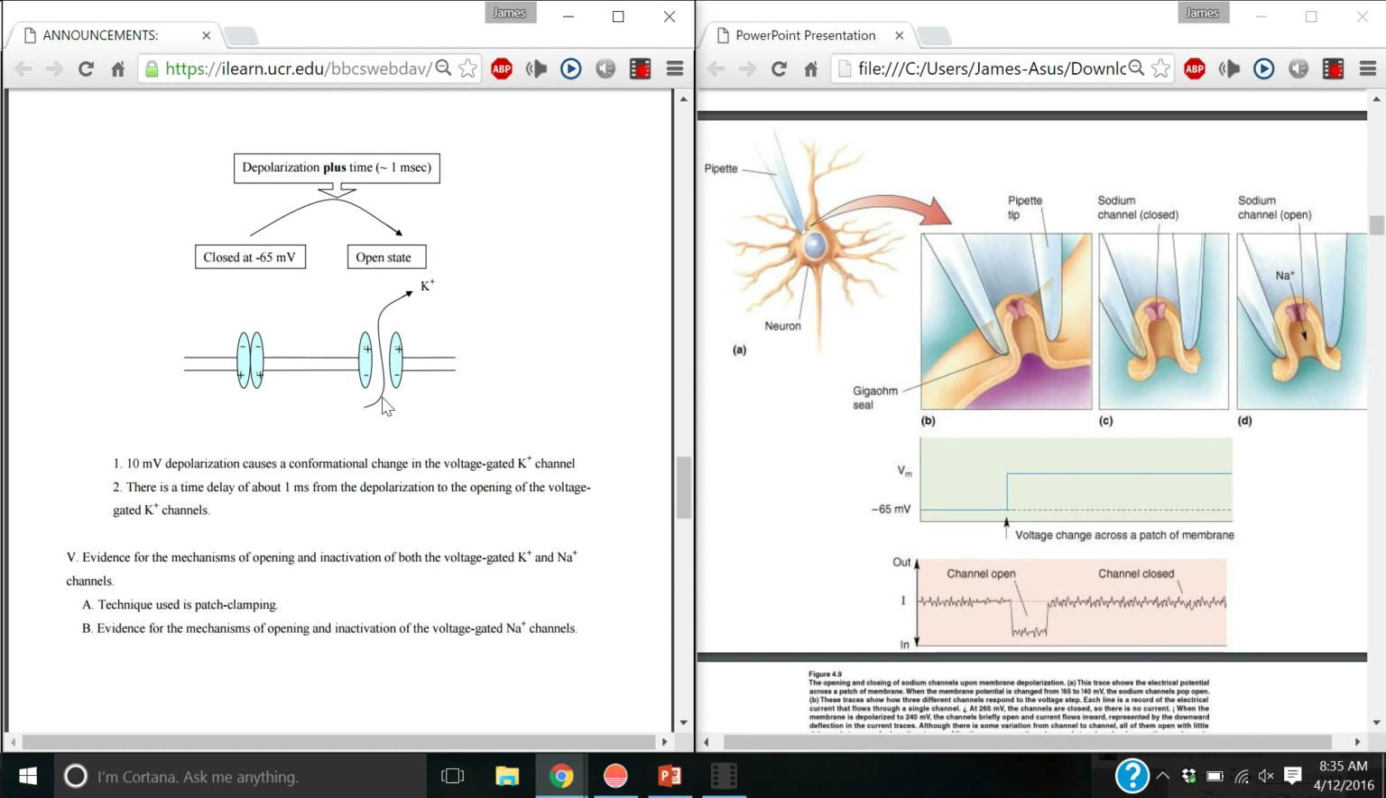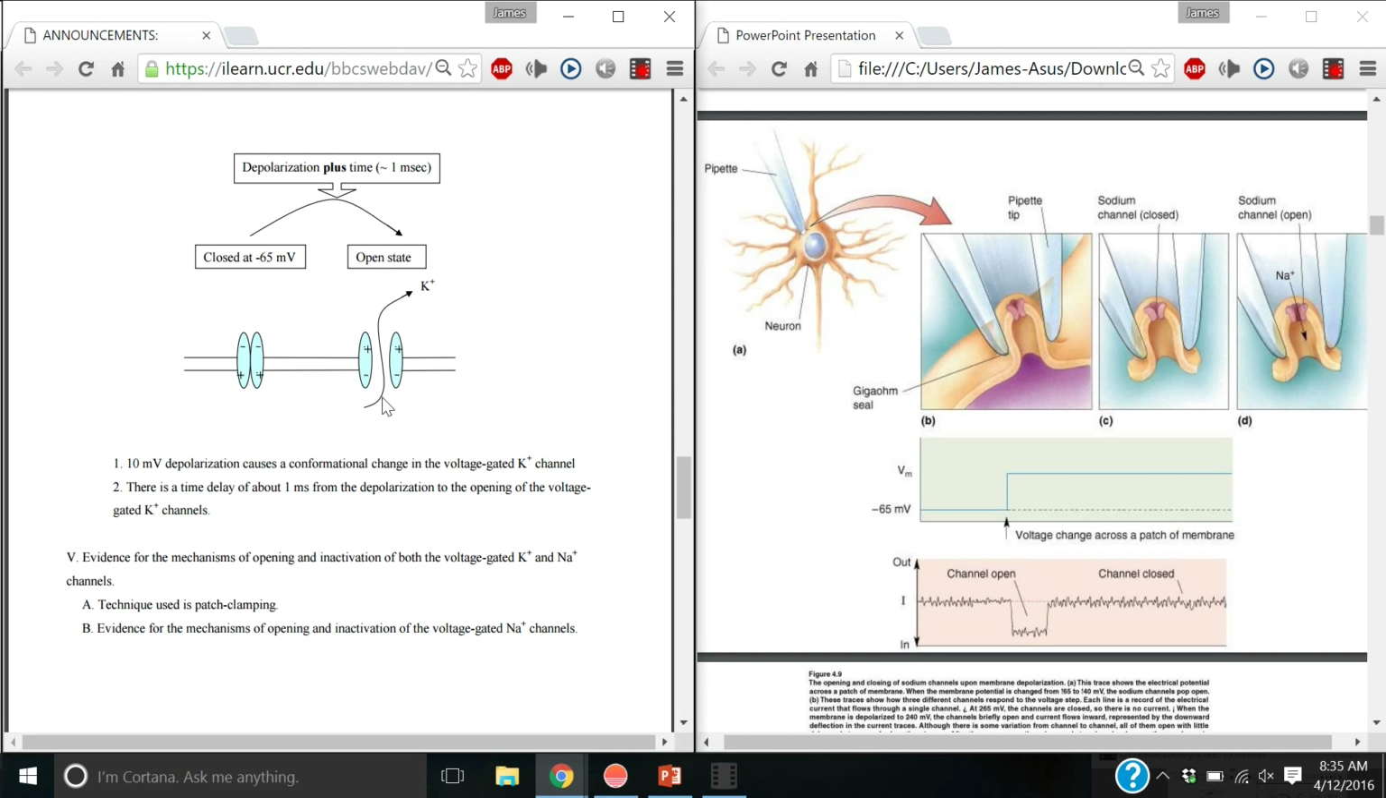Question? Yes? Does the potassium channel have the ball and chain? No, it's free of that. There's nothing to drag around. No more protein. Yeah, that's a structural difference.